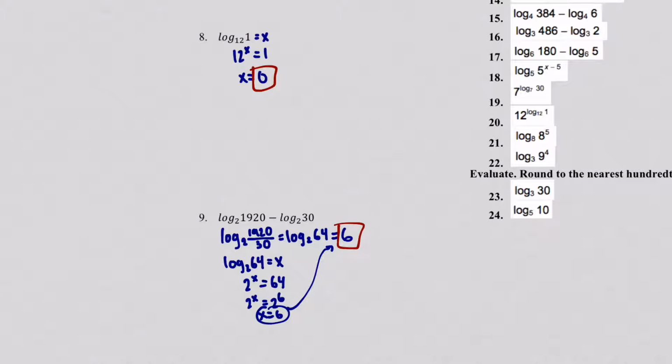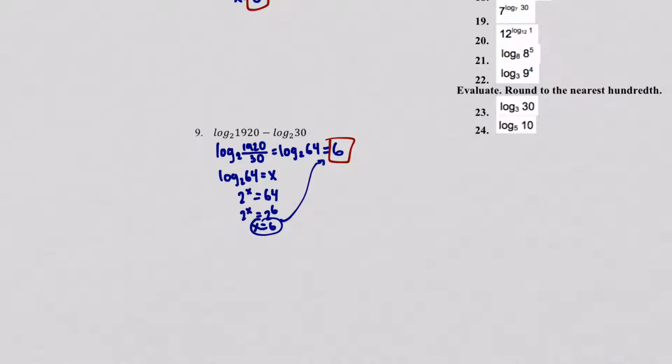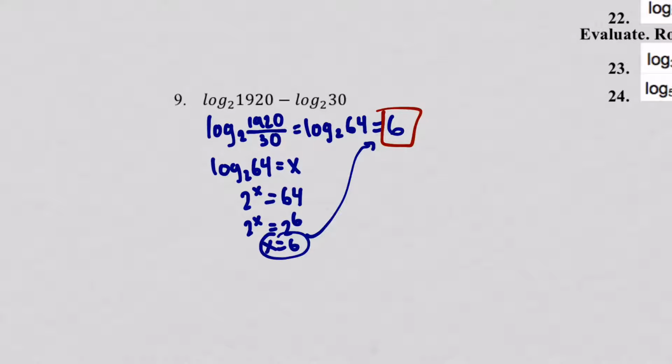Number 9, a little bit tougher, but you should have been able to solve it. Log base 2 of 1920 minus log base 2 of 30. What I did is I put them together using that same property that we keep seeing. 1920 divided by 30, right? Keeping the base the same. 1920 over 30 turned out to be 64. Let me zoom in. It's kind of tough to see here. Turned out to be 64. So it's log base 2 of 64, which gave me 6.